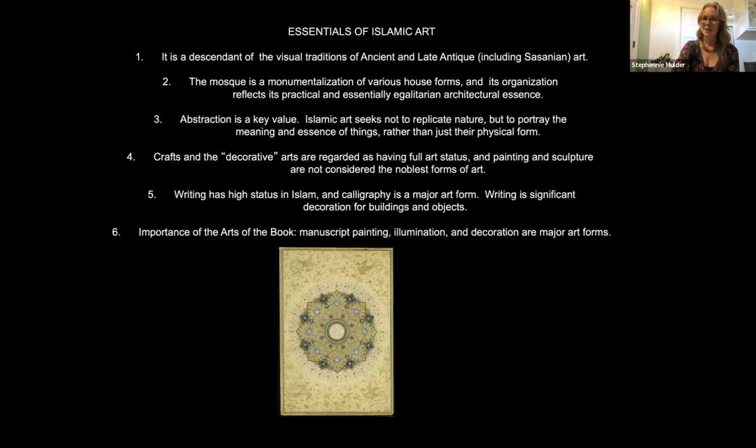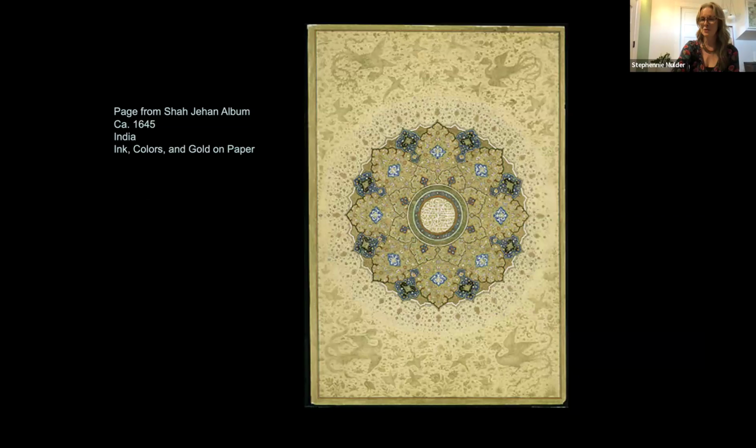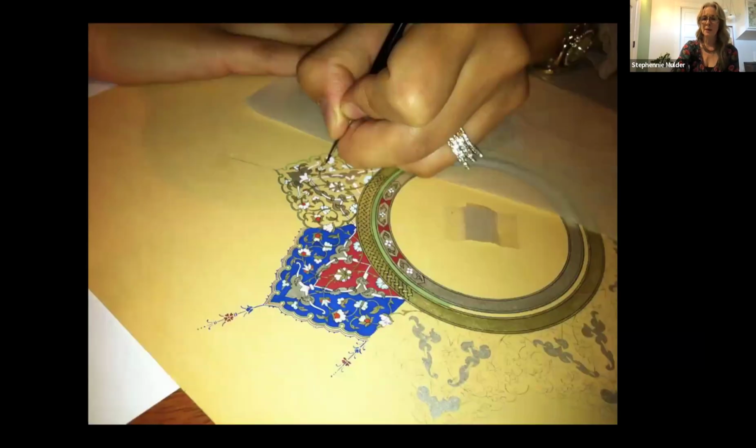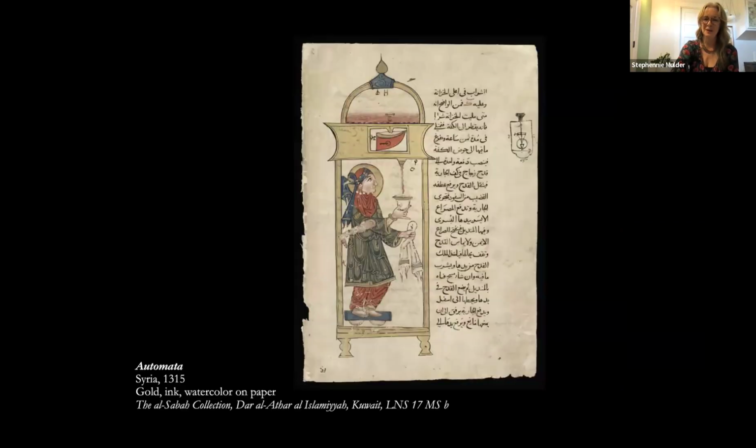Tied to the idea of writing is, of course, the importance of the arts of the book. So manuscript painting, illumination, and decoration are also major art forms. This is a theme that I'm sure comes as no surprise to those of you listening as well. But of course, great masterpieces of illumination, an art form that is still very much alive today in London, in fact, is a major center for that as well.